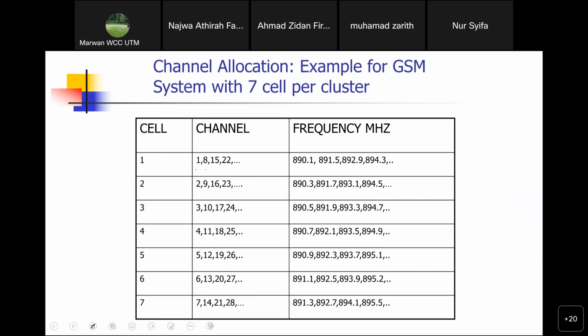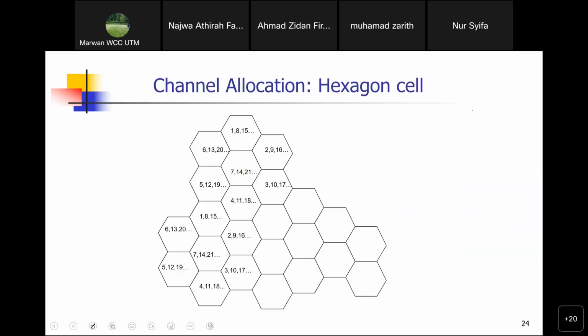Cell 1, we have only 1, 8, 15, 22, and so on. If you look from the spectrum point of view, you have, for example, 809.1, then you have 891.5, and so on. You do have some sort of a gap. We call this frequency gap the guard band. So this is the approach that we use to reduce adjacent channel interference. It looks something like this.